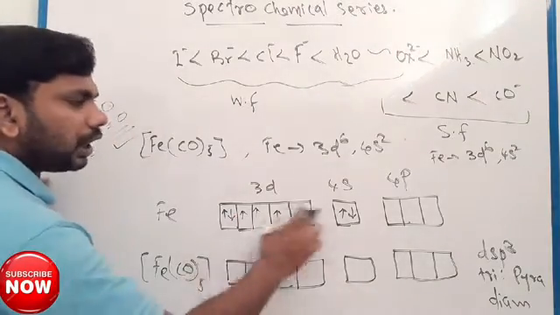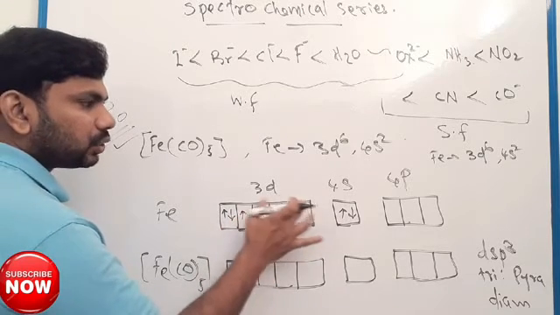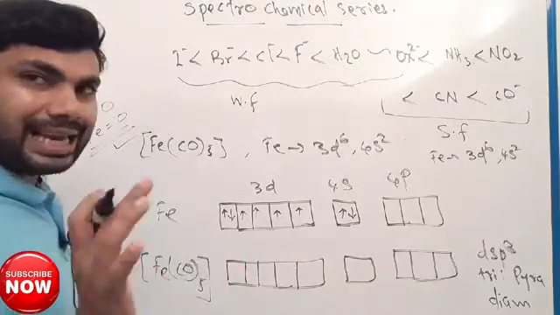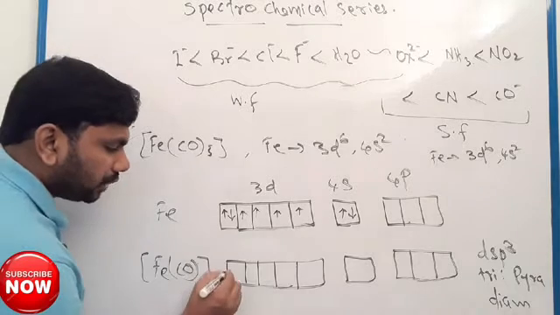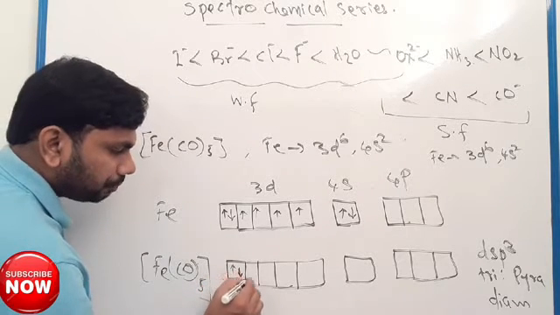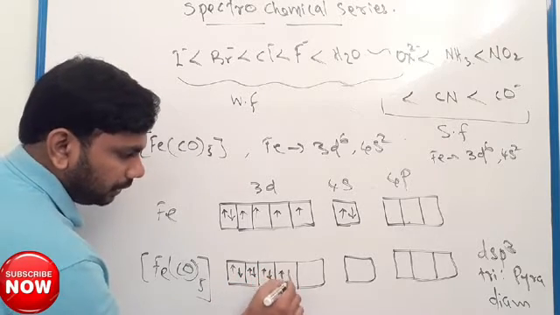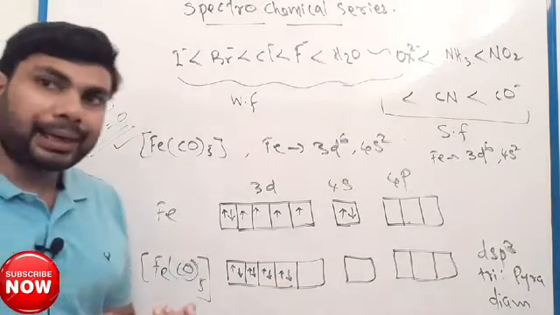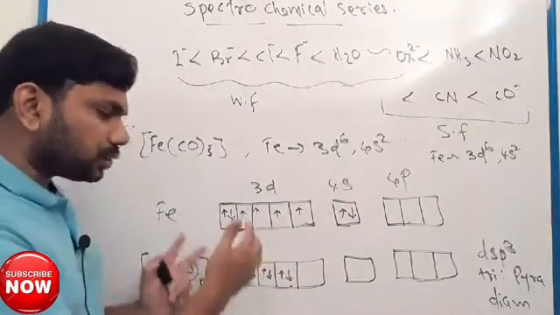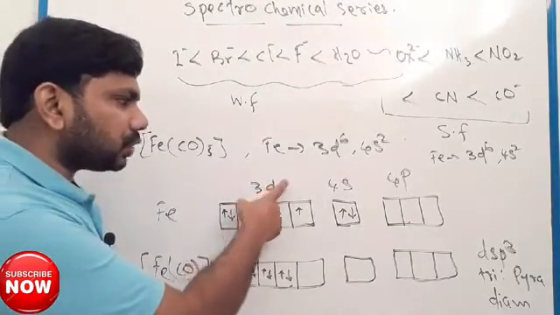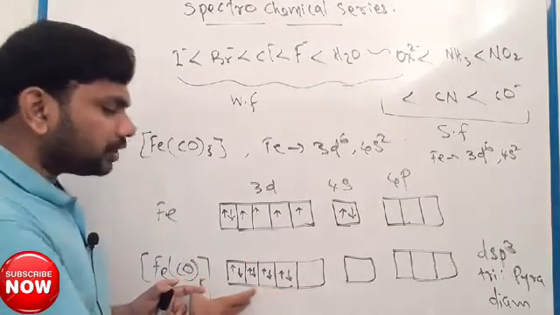Okay. So here, in total, how many electrons? 2, 3, 4, 5, 6. Here 6 electrons, here 2 electrons, so you have a total of 8 electrons. So all 8 electrons will be paired: 1, 2, 3, 4, 5, 6, 7, 8. During pairing, not only the 3d electrons, all electrons have to be paired.